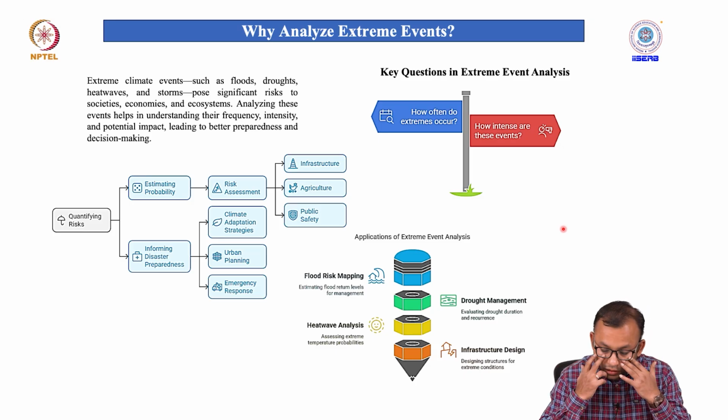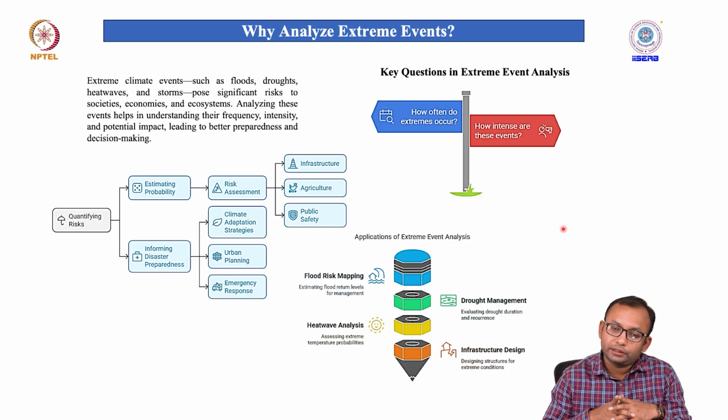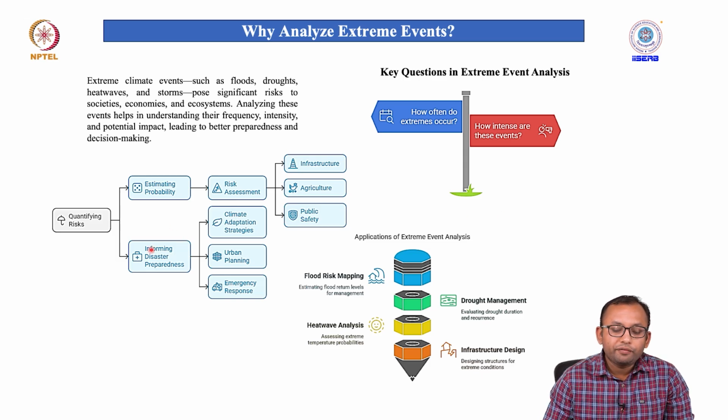Why should we focus on analyzing extreme events? Because if we know the probability of occurrence of different extreme events or different weather parameters, we can have very informed disaster preparedness. If we know the probability we can assess the risk, and once we are able to assess the risk we can inform better infrastructure, sustainable agricultural activities, or public safety.